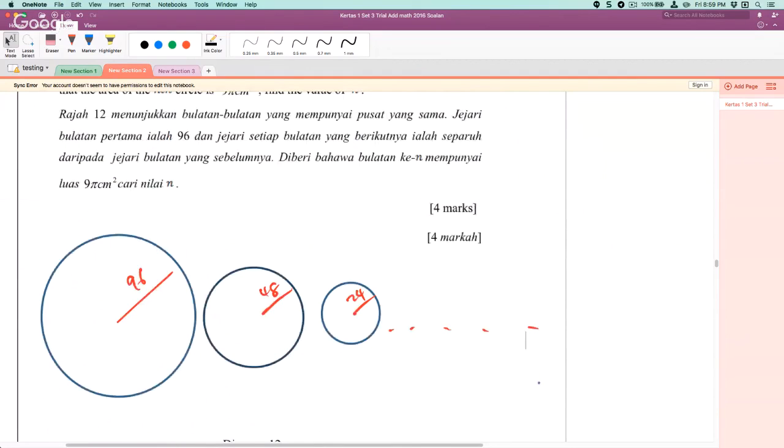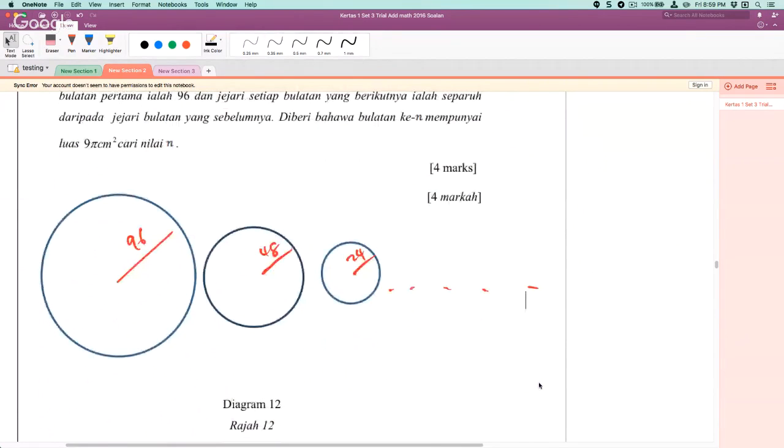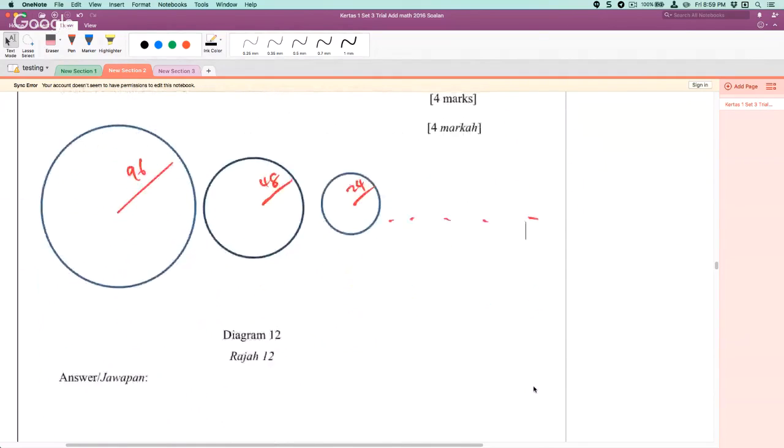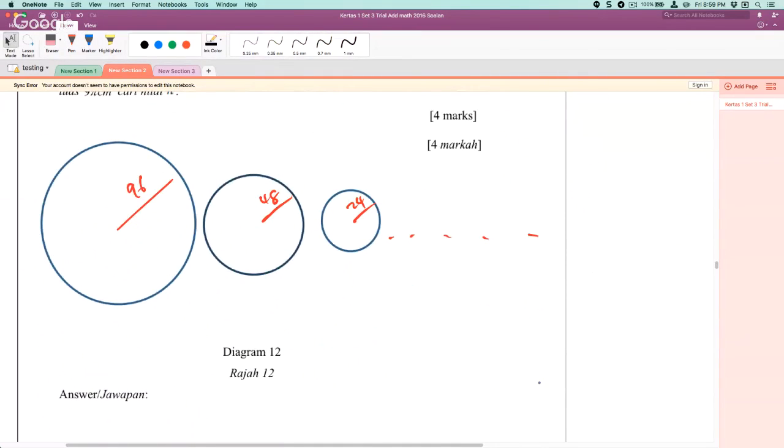So now basically I will need to form a progression for area. See, the question is asking about area. I know the area of a circle is pi r square, so it is very dependent on the r here. So I will solve the first one. The area is pi, my r is 96, so 96 square. You get 9216 pi for the first circle.